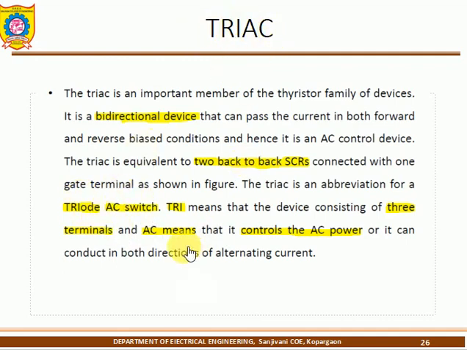Tri means the device consists of 3 terminals. AC means it works on an alternating power supply. So like that it operates on the AC power supply. So the TRIAC is developed.